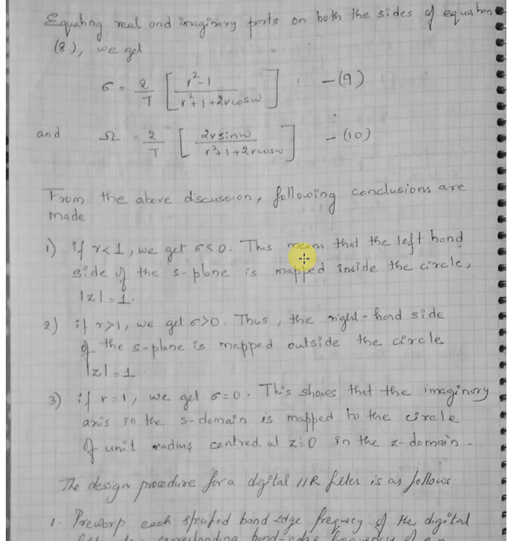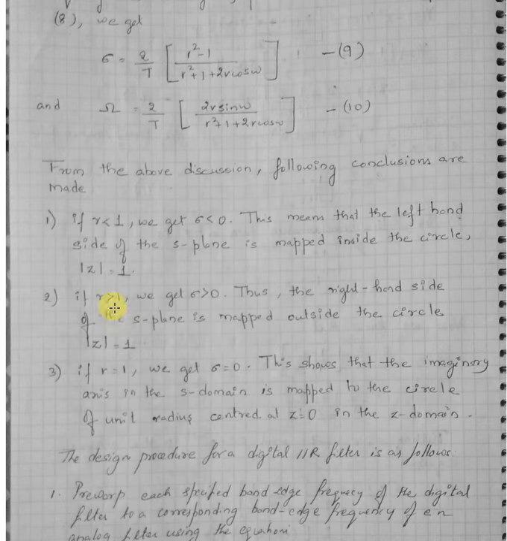This was the S plane, and this is your unit circle, that is nothing but the digital one. Now when sigma is equal to 0, it exactly lies at the center, that is z equals 0. Now the design procedure that you may have to follow for designing this digital filter: we have something called pre-warping.